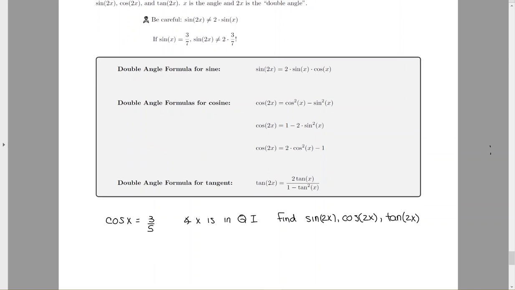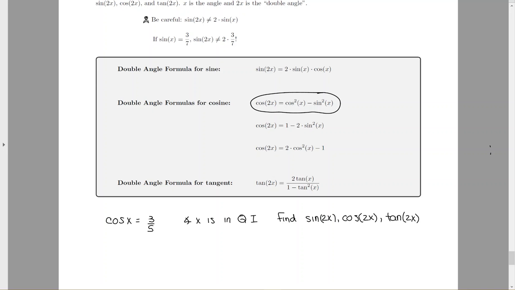Double angle formula for sine is one that you have to memorize. Sine of 2x equals 2 sine x cosine x. There's a couple different ones for cosine x. You don't have to memorize them all. There's times when one may be more advantageous to use than another, but basically if you know one, you're good to go. Cosine of 2x equals cosine squared minus sine squared. This is the one that I usually remember myself off the top of my head.